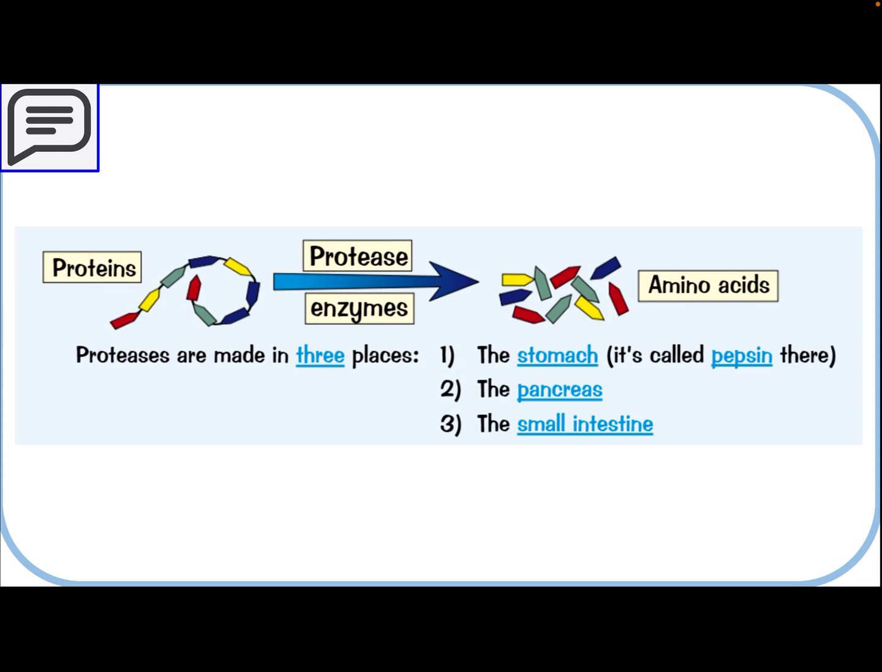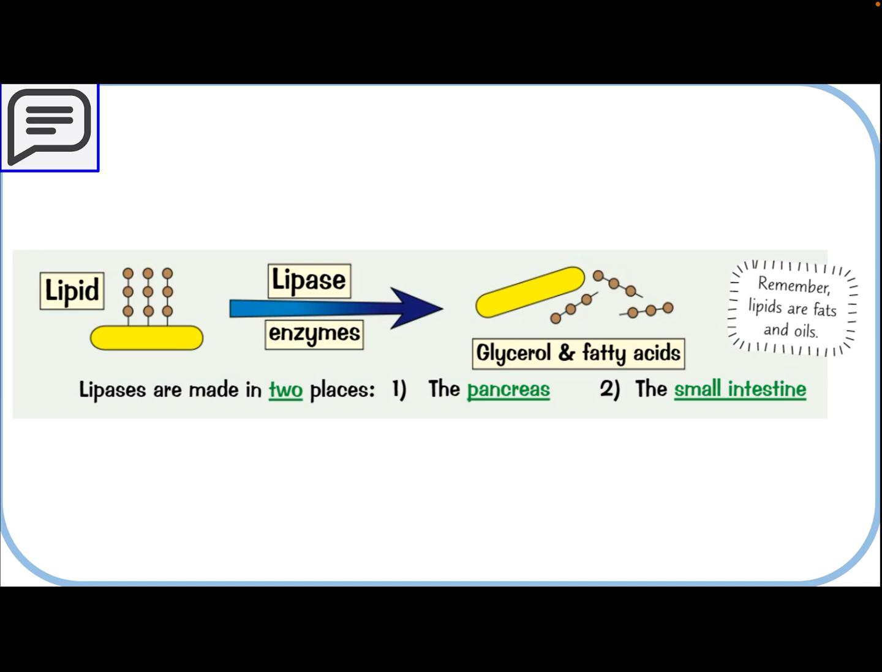Proteases break down proteins into amino acids. The amino acids are built into new proteins inside the ribosome. Protein synthesis is also catalyzed by an enzyme. Lipases break down fats into fatty acids and glycerol. Fatty acids and glycerol are used for energy, to build cell membranes, and to make hormones.